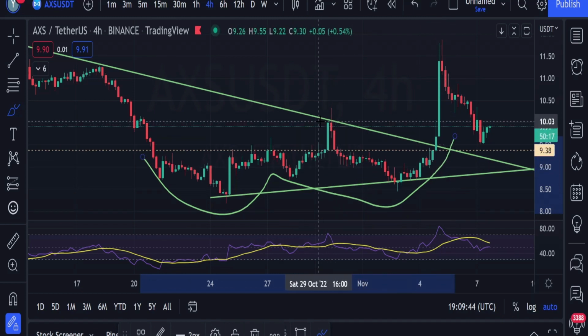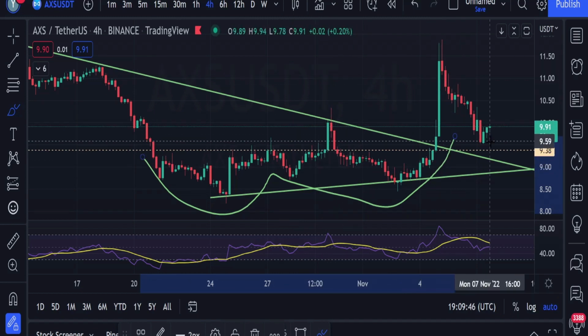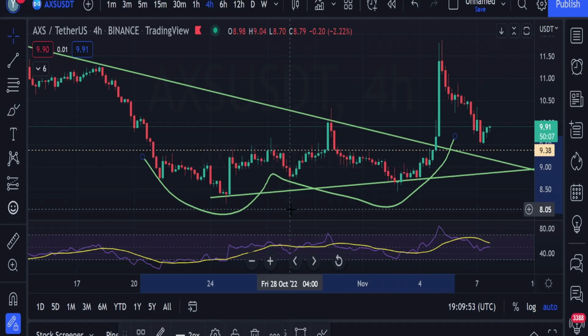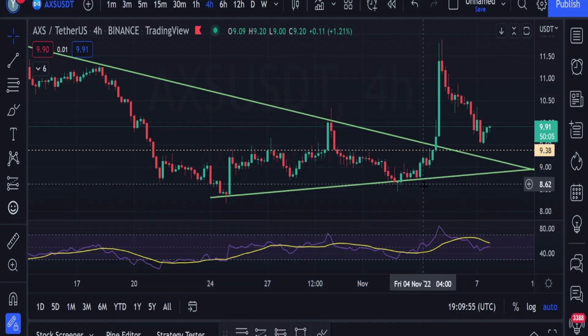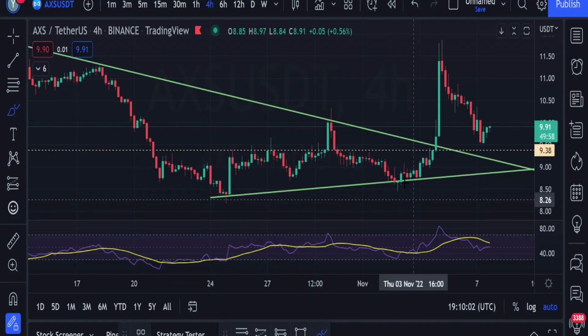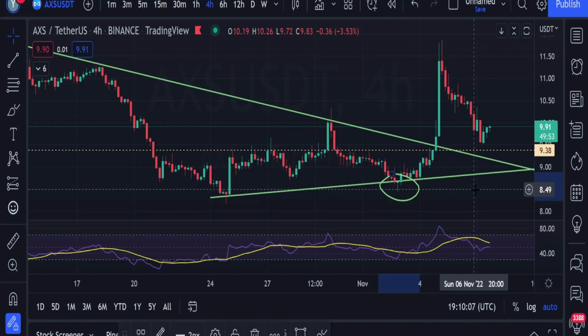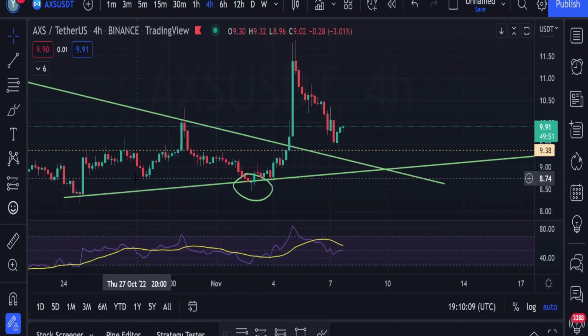And the neckline here has been broken. So let's see this as a retest, a market correction. We shouldn't fall below this trend line, at least. We shouldn't fall below this low here, this swing low point. We should not fall below this. Or if you just want to focus on the trend line, we shouldn't fall below this trend line.